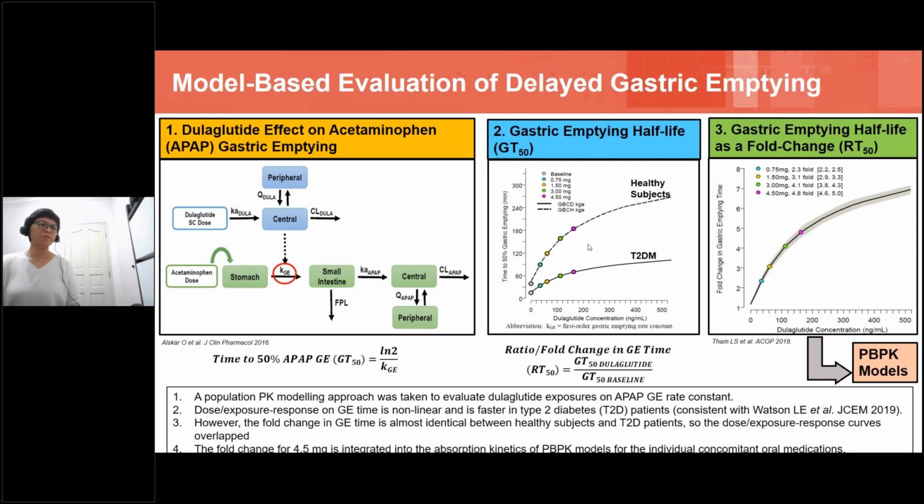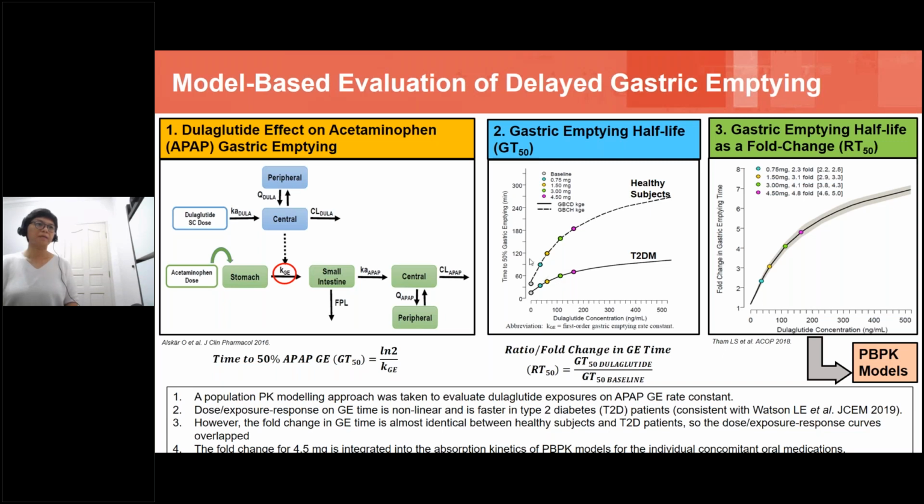The reason why we're getting two curved lines here is because the data set going into the acetaminophen model actually comes from two different studies, one in healthy volunteers and one in type 2 diabetics. And you can see that the curves are actually different. Type 2 diabetics actually have a faster gastric emptying time for acetaminophen compared to healthy subjects.